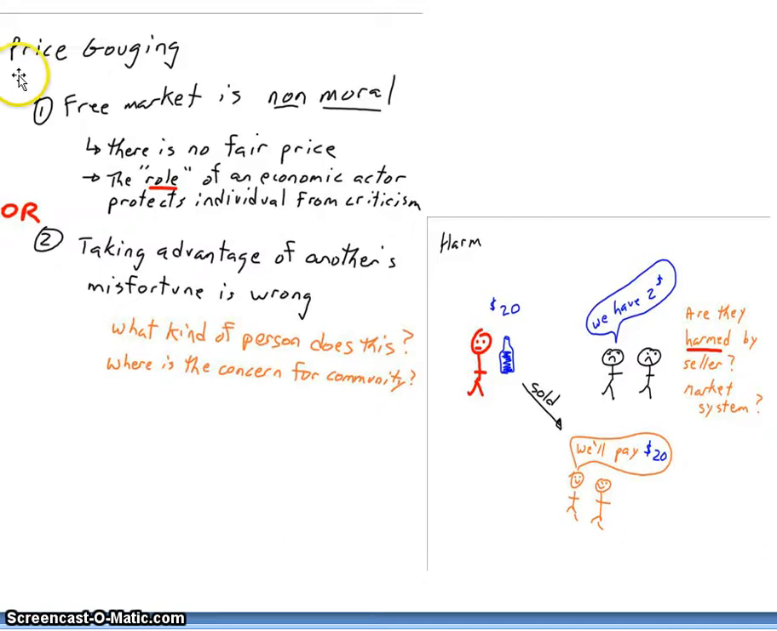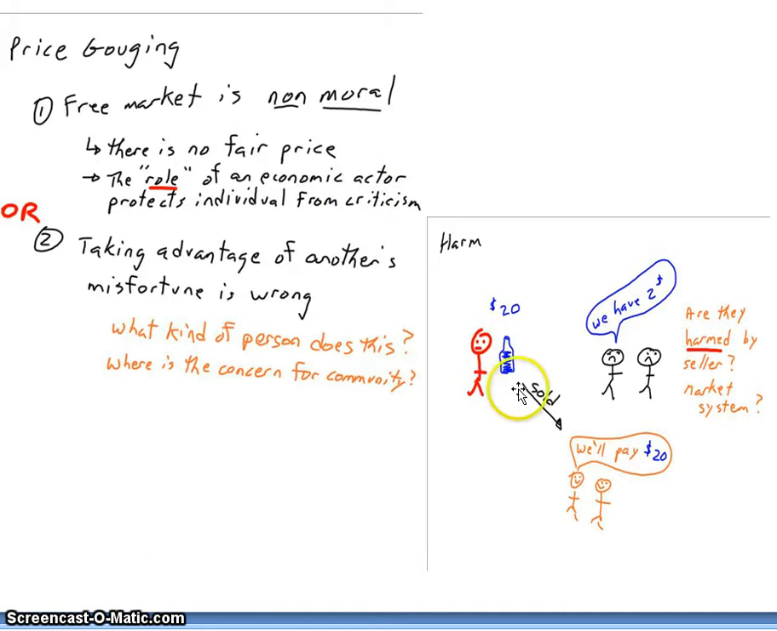Now, you recall from the price gouging case in Sandel's book, we had a couple of options how we want to look at price gouging, right? So, on the one hand, the free market defenders might say, well, see, the free market system is a non-moral system. There is no fair price. So from that point of view, we can't criticize from a moral point of view the seller who raises the price of water up to $20, right? There is no fair price. The market sets the price. If there are people willing to pay, that is a beneficial interaction for both parties, right?